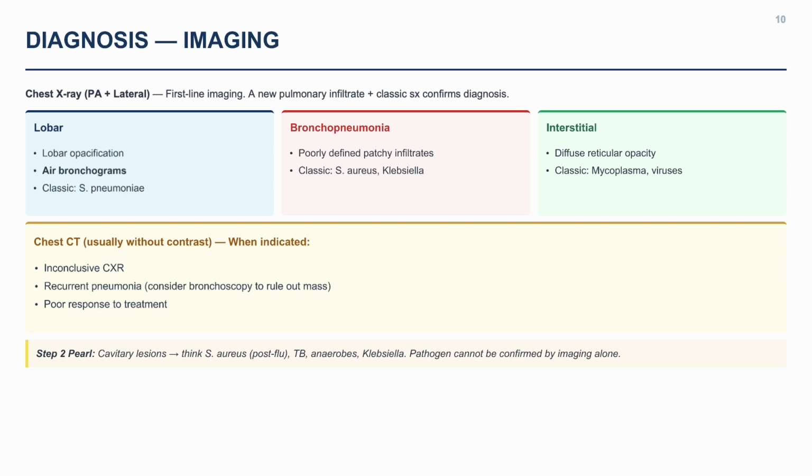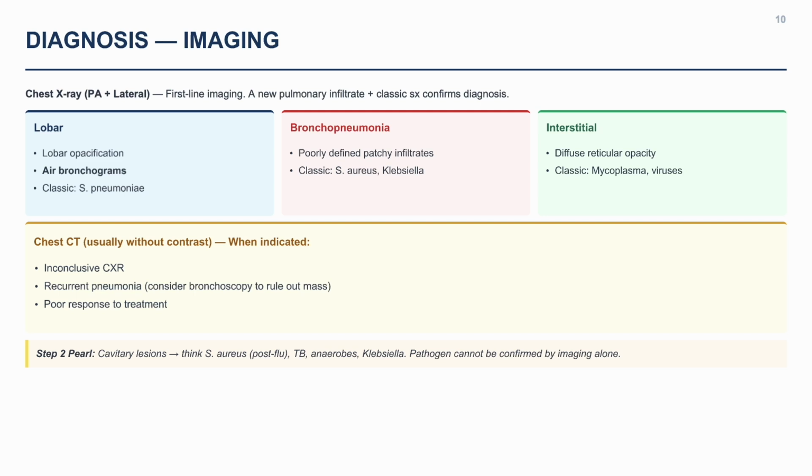3 patterns to recognize. Lobar pneumonia shows lobar opacification with air bronchograms, classically caused by strep pneumo. Bronchopneumonia shows poorly defined patchy infiltrates, classically caused by staph aureus or Klebsiella. Interstitial pneumonia shows diffuse reticular opacity, classically caused by mycoplasma or viruses. Chest CT is reserved for inconclusive chest X-rays.